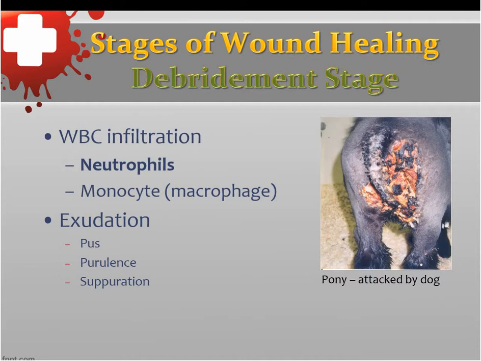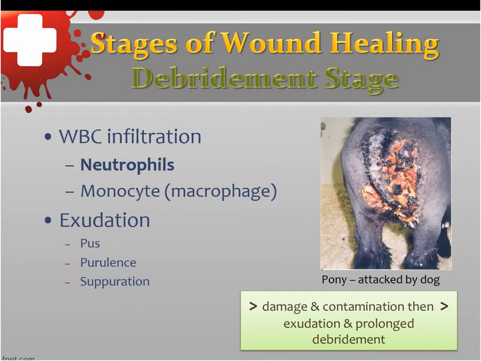Any kind of pus is a byproduct of these white blood cells eating up all of the debris in the wound. And the greater the damage and contamination in the wound, the greater the amount of exudate. And also the length of the debridement stage will increase with the amount of contamination and damage.